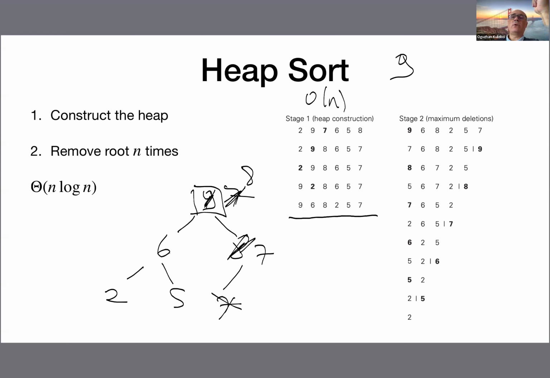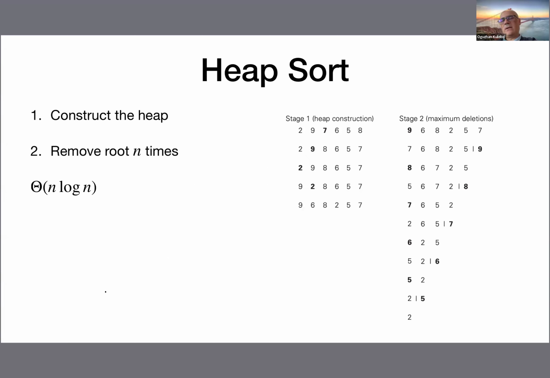And what I will do, I will go and fetch the root. Now it is 8, okay? And then you will keep doing that. So at the end, you will have 9, 8, 7, whatever, these sorted elements, okay? So that's called the heap sort.